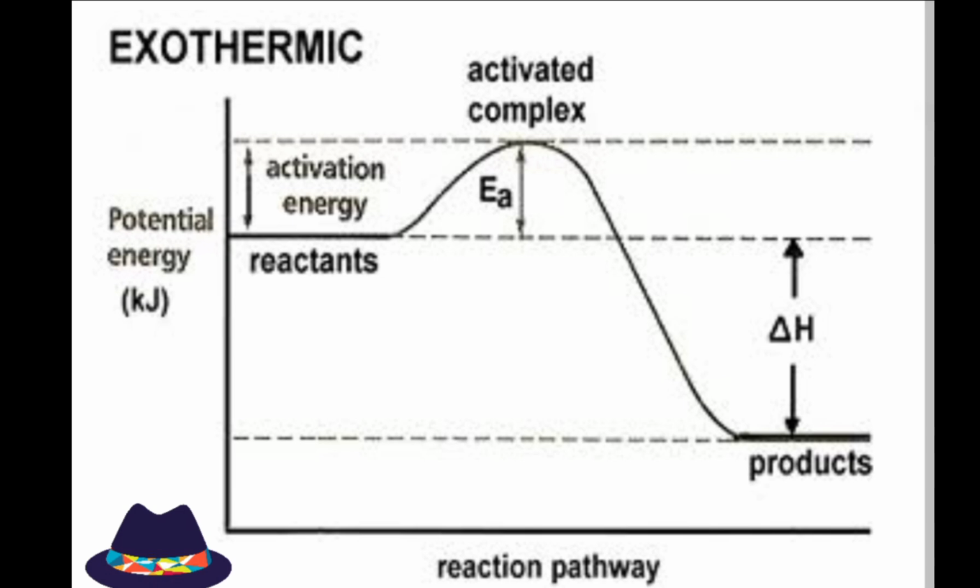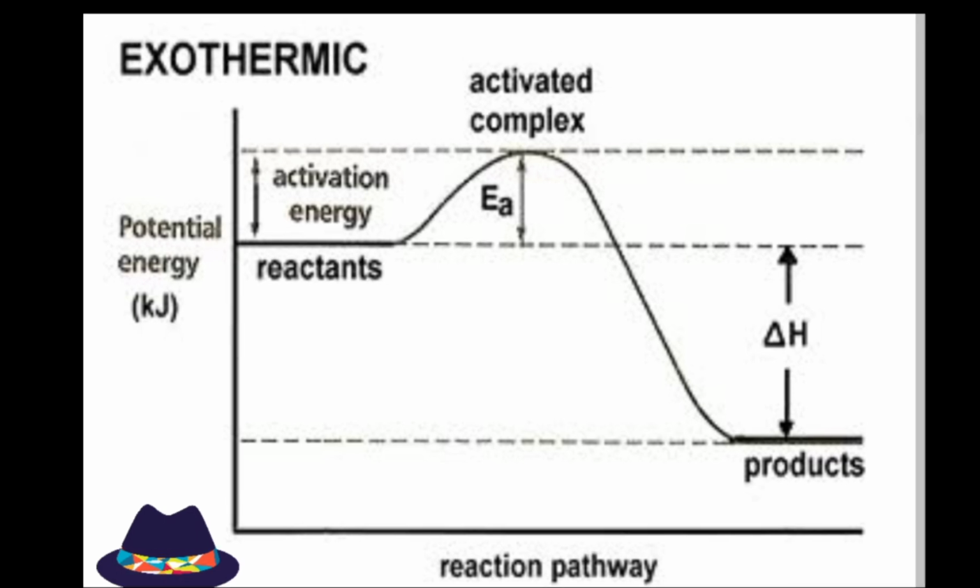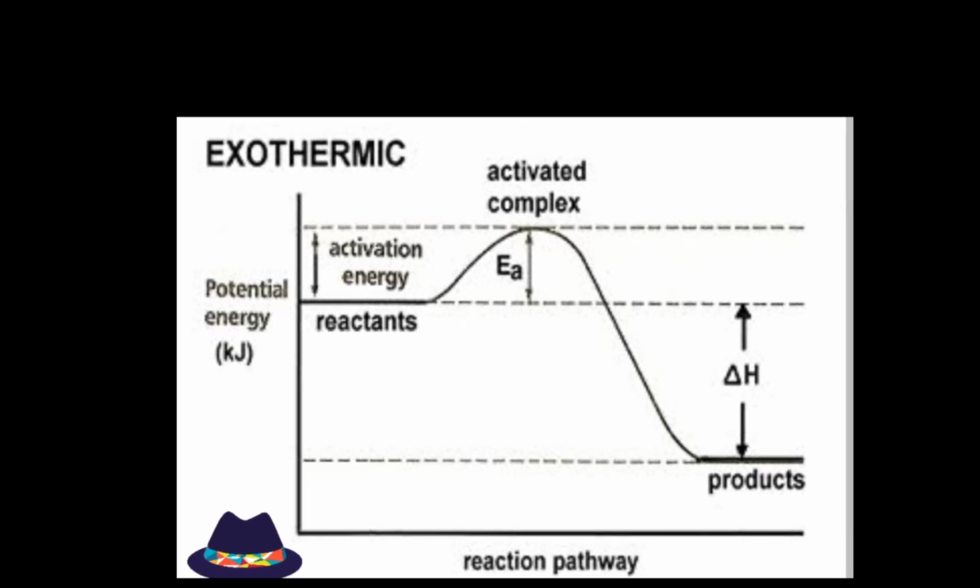So potential energy is on your y-axis, and the reaction pathway is shown on your x-axis. The activation energy is the gap from the reactant to the top, and from the reactant to the product, the change is considered as enthalpy change. So all of those things are mentioned here, that we can see clearly, right?